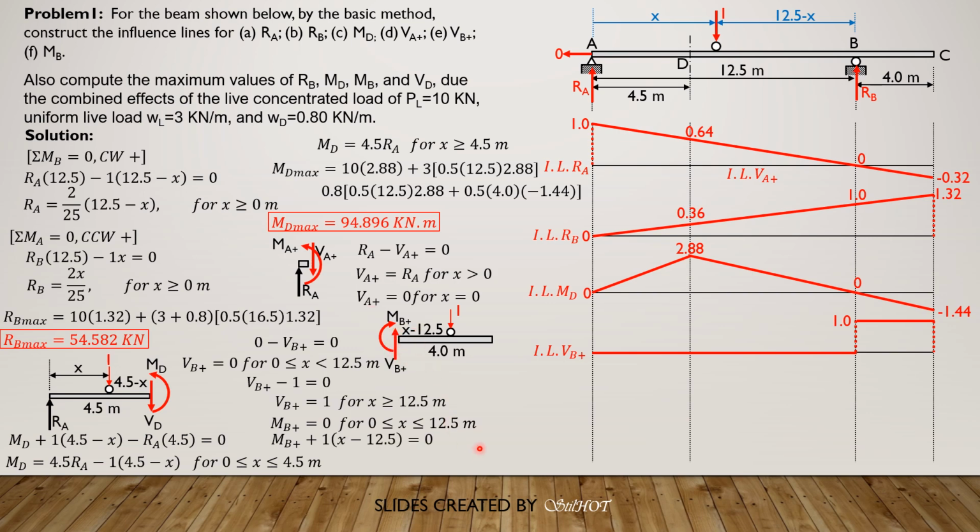So MB is 0 from 0 to B, and when the unit load enters, for x greater than or equal to 12.5, then we have summation of moment about B equals 0: MB just to the right plus 1 times quantity x minus 12.5 equals 0. So MB just to the right equals 0 for 0 less than or equal to x less than or equal to 12.5, and MB just to the right plus 1 times quantity x minus 12.5 equals 0. So MB is equal to negative of quantity x minus 12.5. This is for x greater than or equal to 12.5.